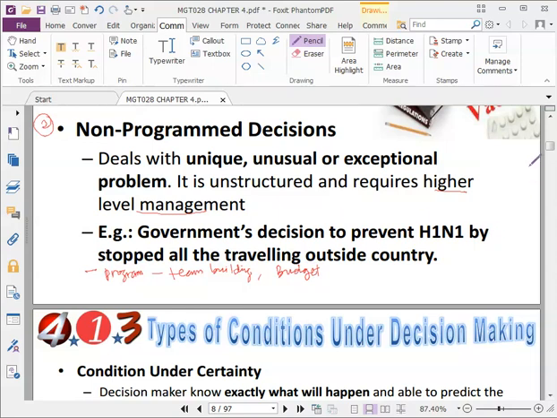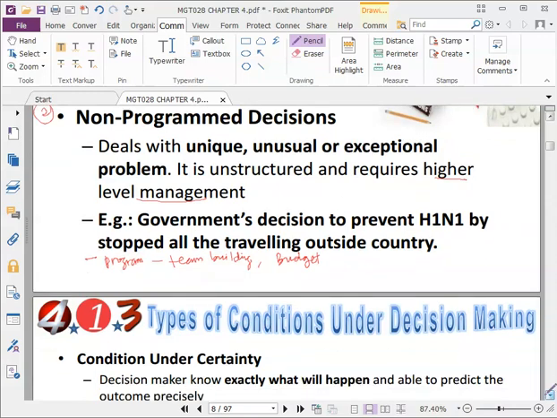Okay, can you understand regarding the types of decision making? Boleh ke? Faham? Hello, are you there? Can you understand? Okay, very good. Okay, let's look at the types of condition.